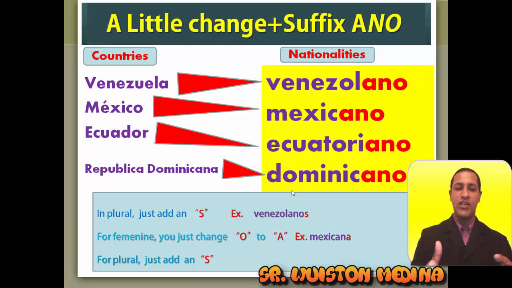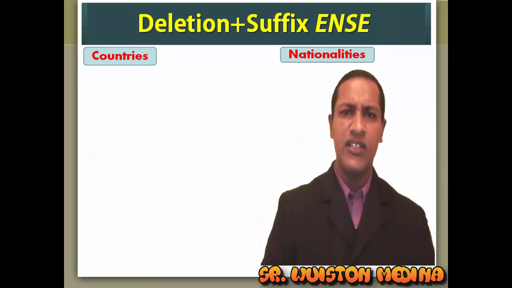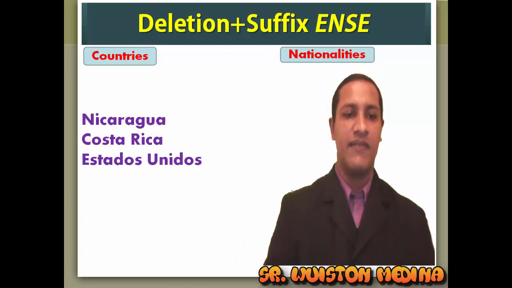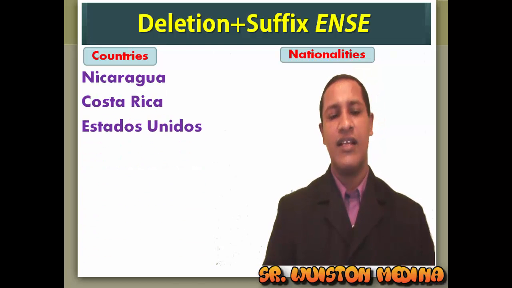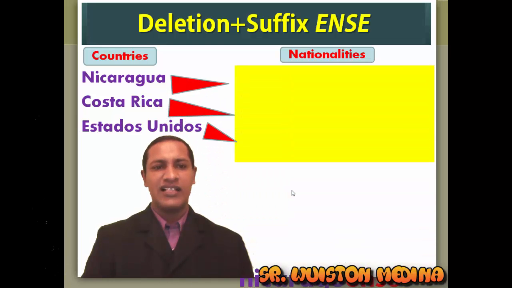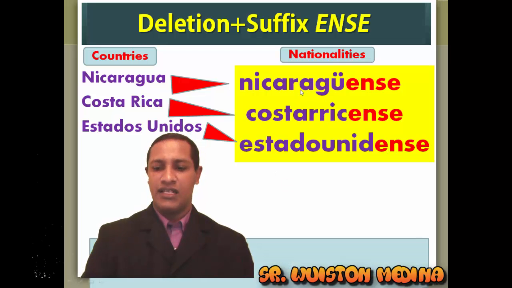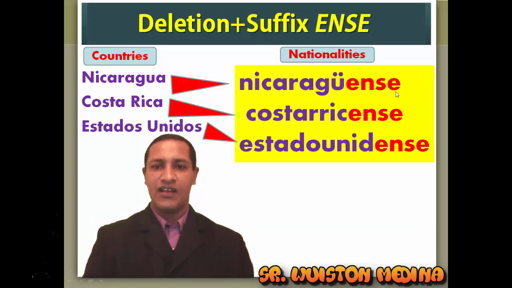And for plural feminine, you just add an S. Venezolanas, mexicanas, ecuatorianas, dominicanas. This is another group that is called deletion plus suffix ense. We have here Nicaragua, Costa Rica, and Estados Unidos. The nationalities of those countries are Nicaragua becomes nicaragüense, Costa Rica, costarricense, Estados Unidos, estadounidense.